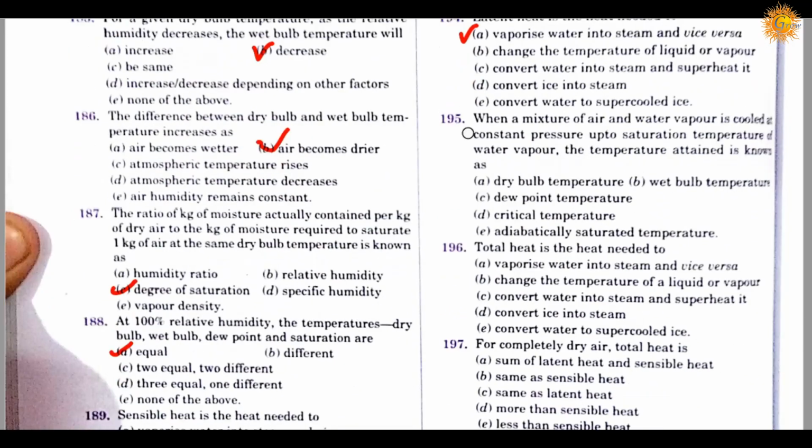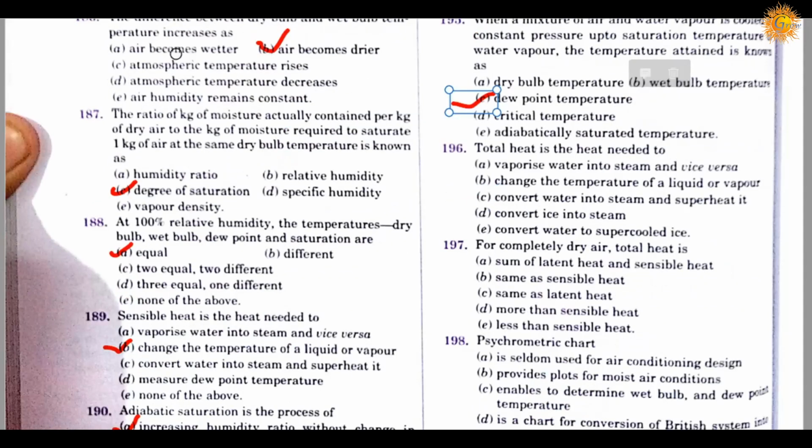Question number 195. When a mixture of air and water vapor is cooled at constant pressure up to saturation temperature of water vapor, the temperature attained is known as option A, dry bulb temperature, option B, wet bulb temperature, option C, dew point temperature, option D, critical temperature, option E is adiabatically saturated temperature. So correct answer is C, dew point temperature.